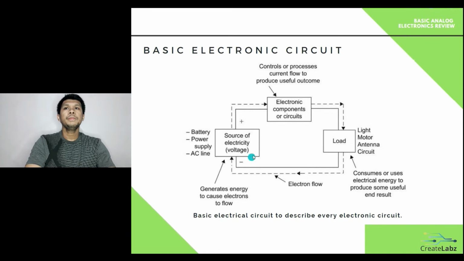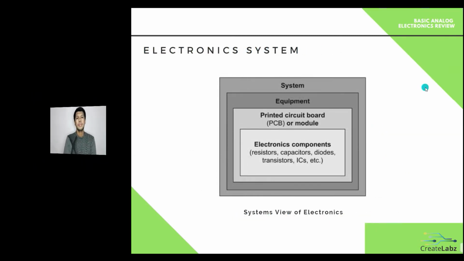The electronic components control or process current flow in order to produce an outcome. And then the load consumes the power or energy. It can be a light, motor, or antenna, or any other circuit.